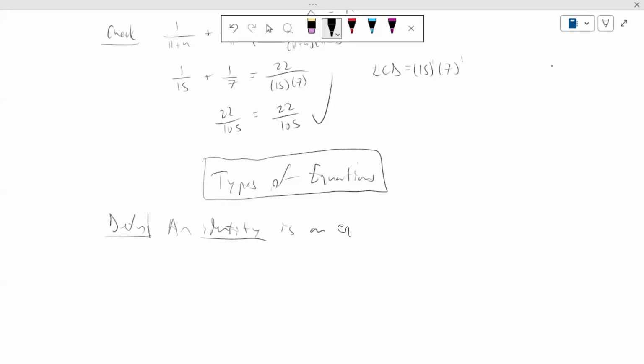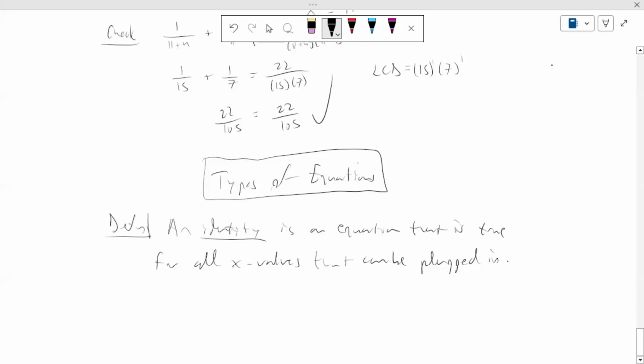is an equation that is true for all x values that can be plugged in. Fair enough. A conditional equation, on the other hand, a conditional equation, which is what we're usually dealing with. In fact, everything in this section has been a conditional equation, is true for particular x values.